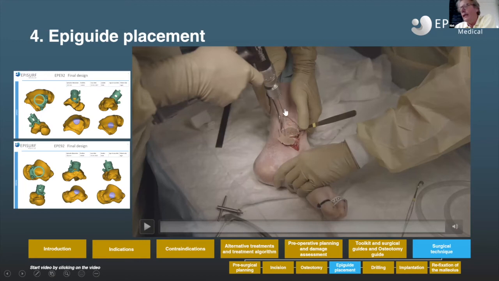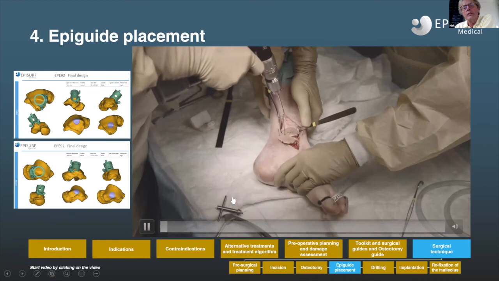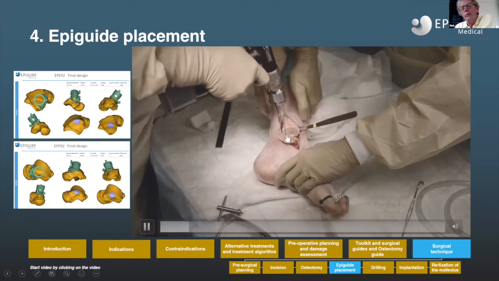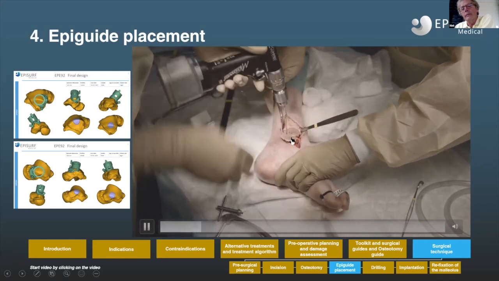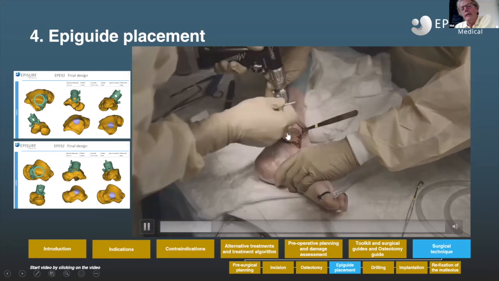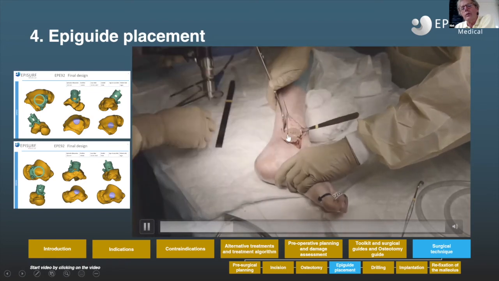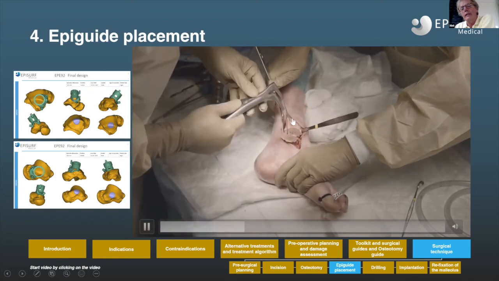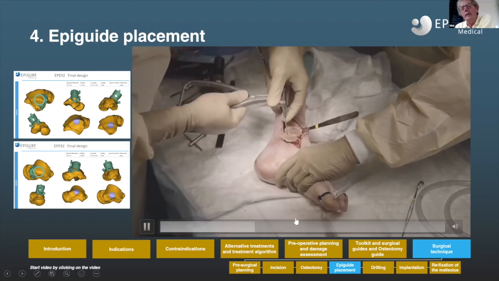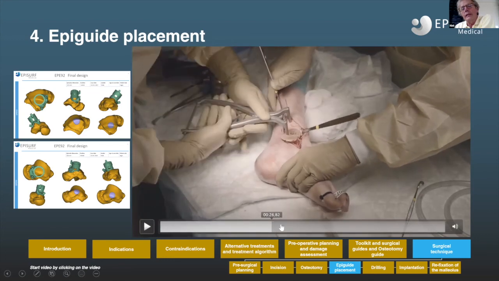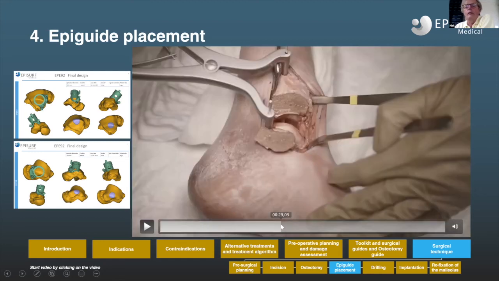Here I place a second K-wire in order to place the distractor, the Hintermann distractor. So this K-wire is there to displace the medial malleolus, and it is extra-articular. It is through the deltoid ligament, in fact, into the talus. This is more proximal. This is then the Hintermann distractor.